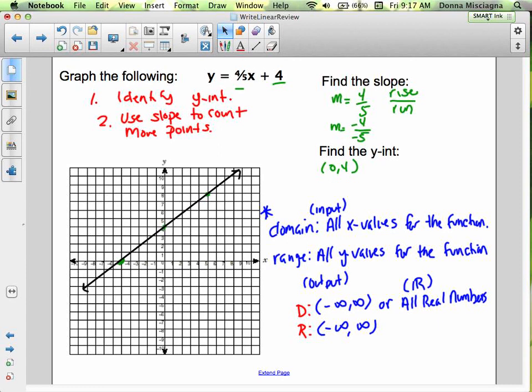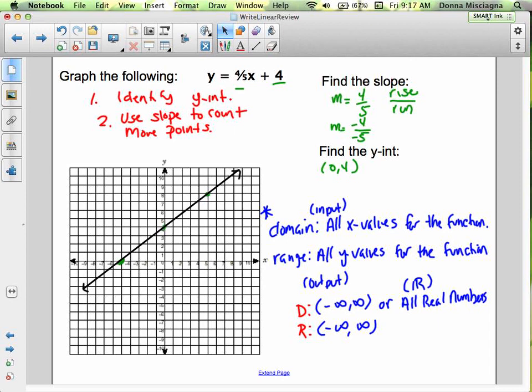Domain is your input. It's all the x values for the function. So unless there's some reason we can't plug in an x value, for instance, it would make a denominator equal to 0, or it would be the square root of a negative number, right? That's not going to be a real number. The domain is going to be all the values of x, all the real numbers. So domain is all values for x. Here we can multiply any number we want by 4/5 and add 4 to it.